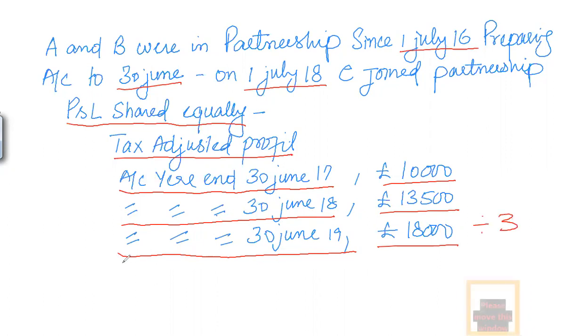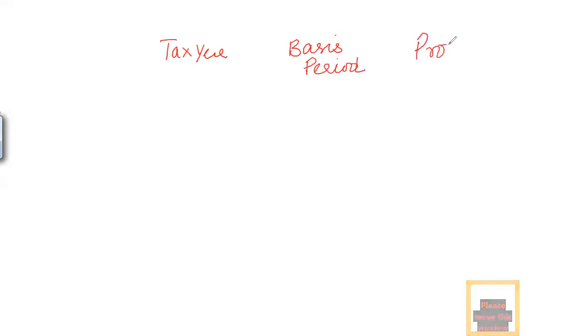Now we have to identify the assessable profit for each partner. So let's work it out. First of all, let's start with partners A and B. For A and B, let me do some working. That is tax year, and we have basis period, and the assessable profit for each partner, A and B. Now let's work it out.